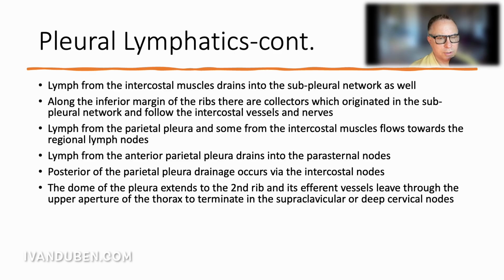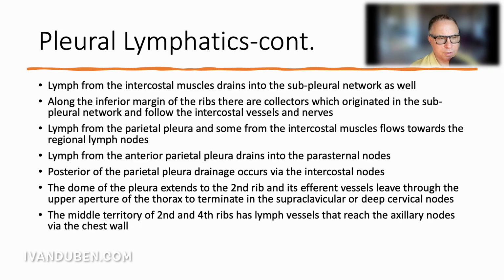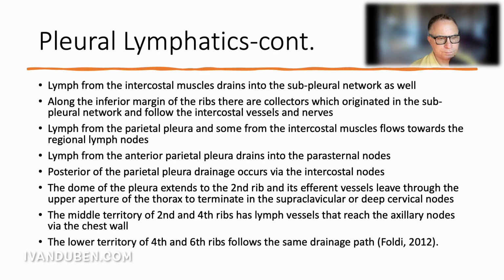The dome of the pleura extends to the second rib, and its efferent vessels leave through the upper aperture of the thorax to terminate in the supraclavicular or deep cervical lymph nodes. The middle territory of the second and fourth ribs has lymph vessels that reach the axillary nodes via the chest wall. The lower territory of the fourth and sixth ribs follow the same drainage paths.